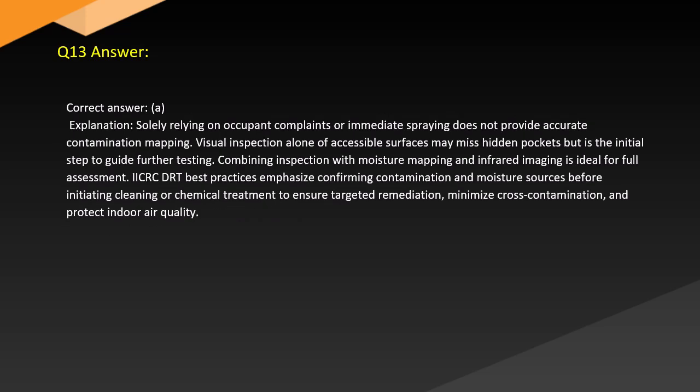Answer. Correct answer: A. Explanation. Solely relying on occupant complaints or immediate spraying does not provide accurate contamination mapping. Visual inspection alone of accessible surfaces may miss hidden pockets, but is the initial step to guide further testing. Combining inspection with moisture mapping and infrared imaging is ideal for full assessment. RT best practices emphasize confirming contamination and moisture sources before initiating cleaning or chemical treatment to ensure targeted remediation, minimize cross-contamination, and protect indoor air quality.